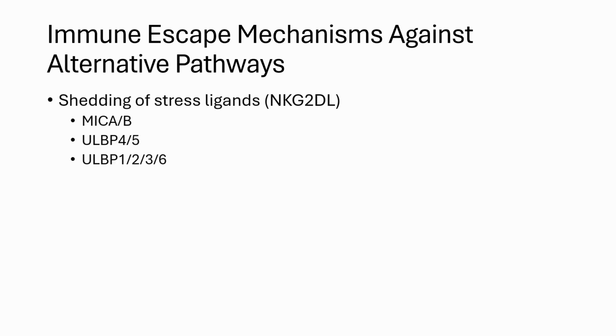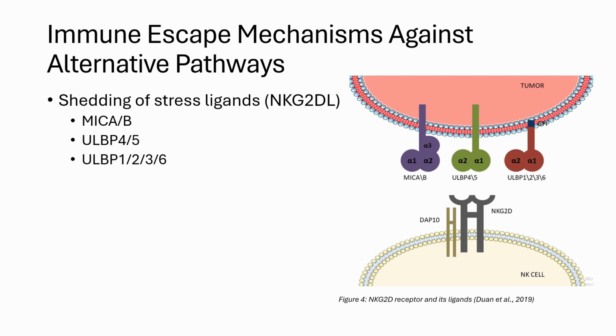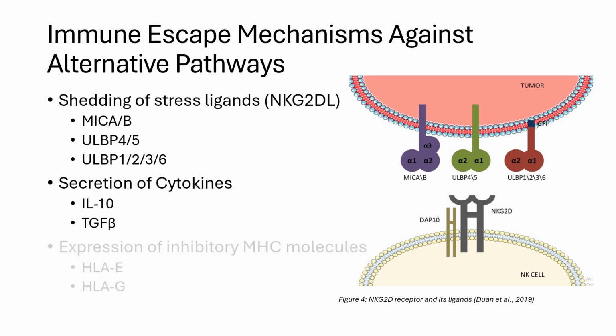Immune escape mechanisms against alternative pathways. Tumor cells can evade this self-recognition by shedding their stress ligands, expressing immunosuppressive cytokines, or expressing non-classical MHC molecules such as HLA-E or HLA-G, which inhibit NK cells.